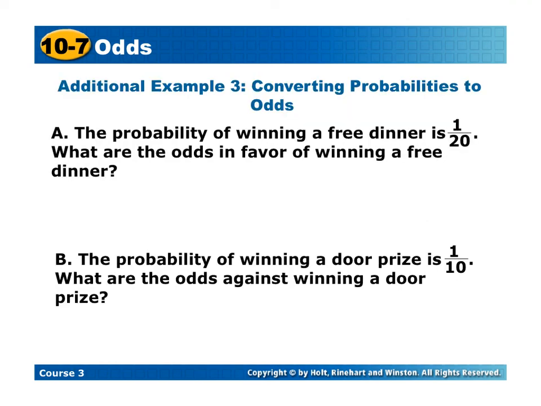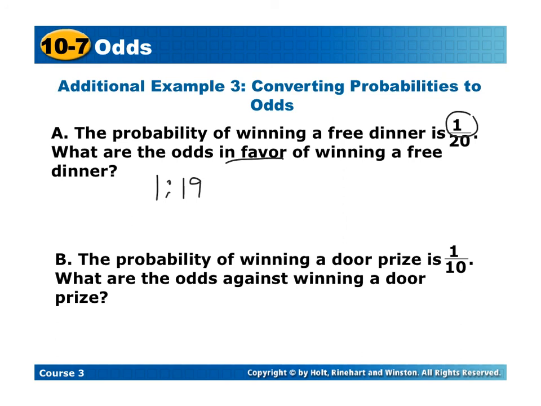So let's look at a couple of examples. The probability of winning a free dinner is 1 out of 20. We want to know what's the odds in favor of winning a free dinner. So if the probability of winning is 1 out of 20, the odds in favor are going to start out with 1. And since we've used 1 of the 20 chances, that means that there are 19 chances that you would not win the free dinner. So the odds in favor would be 1 to 19.